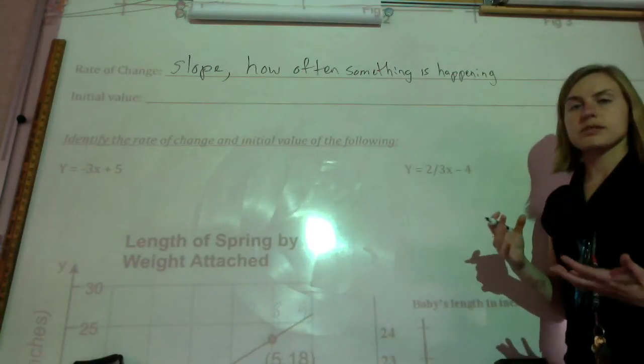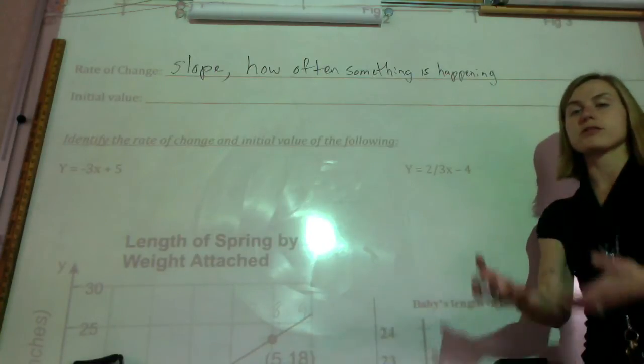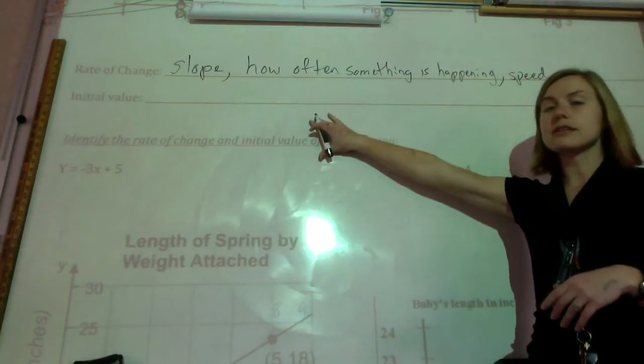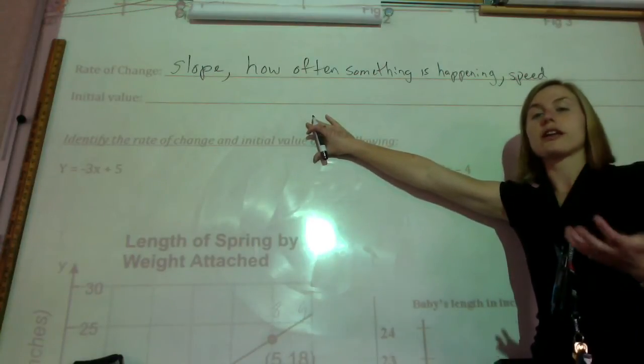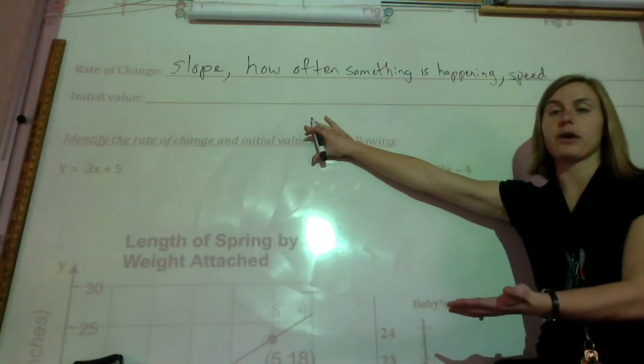And a lot of times we'll see it as being the speed at which something's being filled, something's being drained, someone is traveling this amount. The initial value is just whatever starting amount we have. So it could be we're filling a bucket, but the bucket already has 2 inches of water in it.